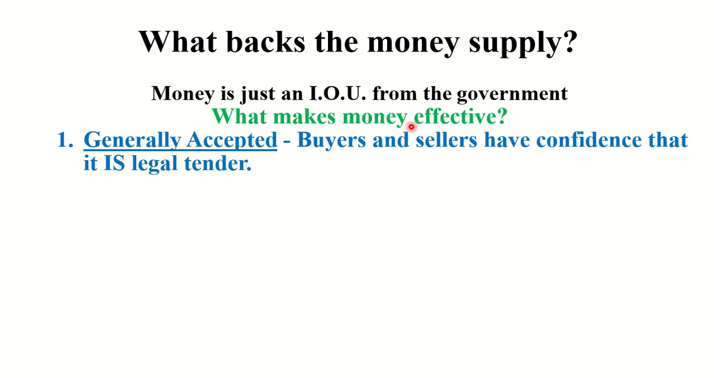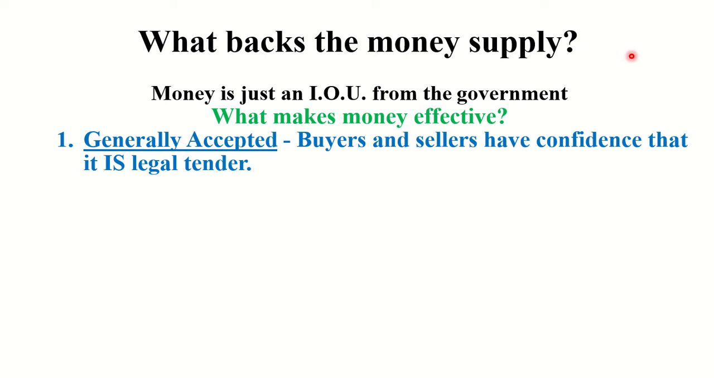So what backs the money supply, right? The money or money that you have in your pocket or in your wallet, good for you. I don't have that much in there right now. It's just an IOU from the government, right? It's backed by the government. It's not backed by gold or anything like that. The United States government says we back this. We say it's worth $1, so it's $1.